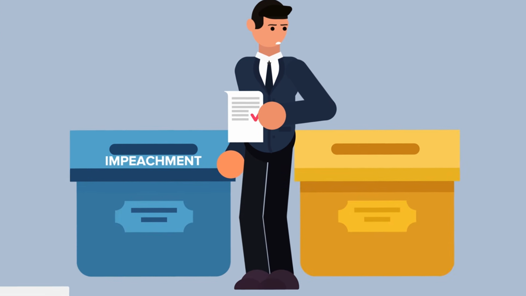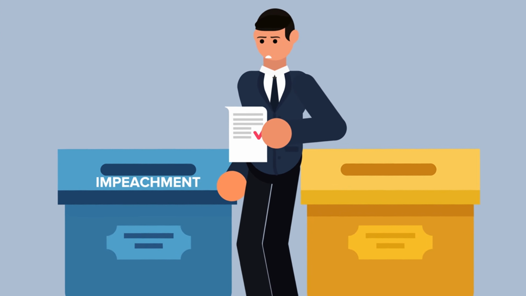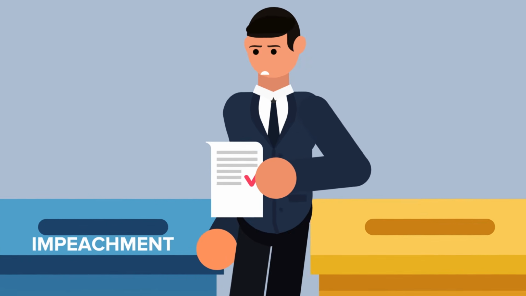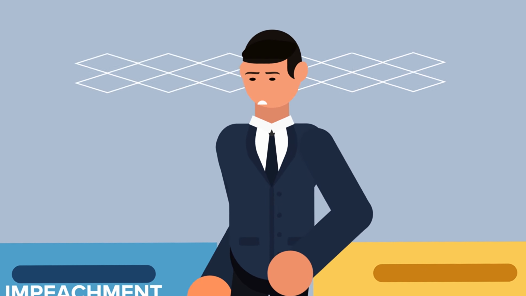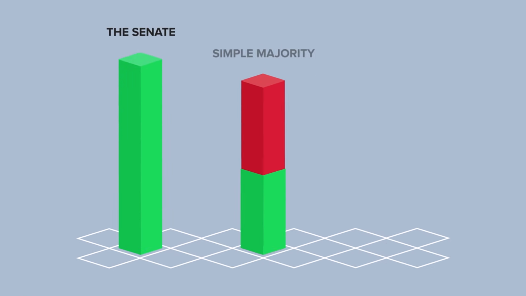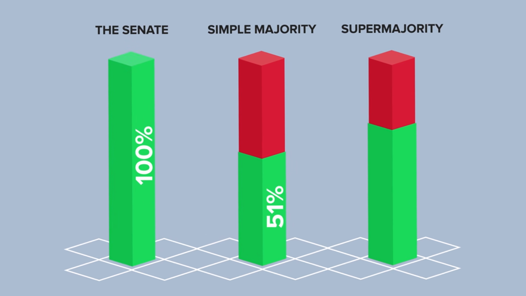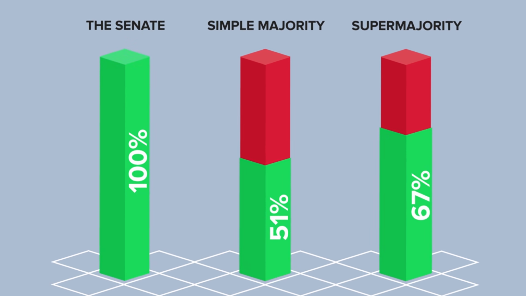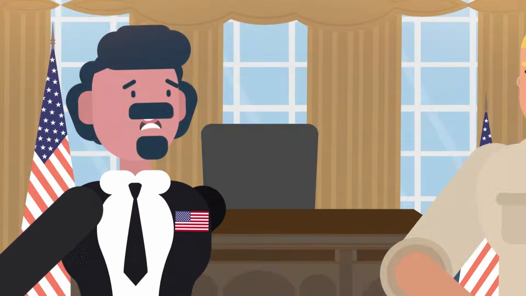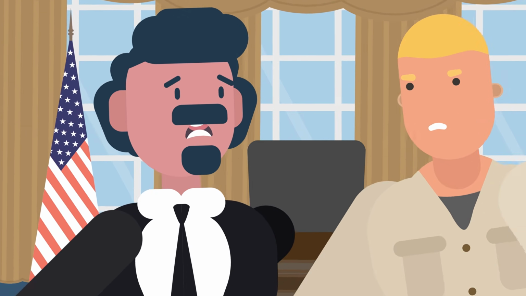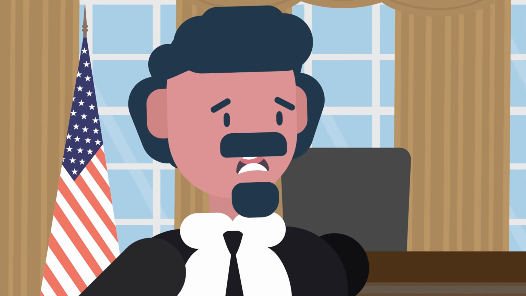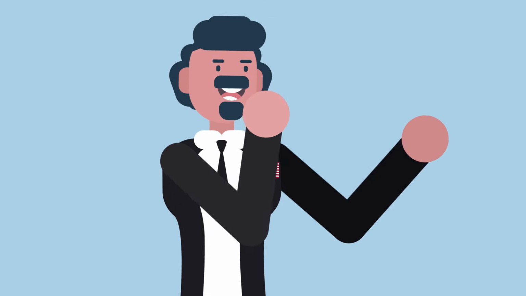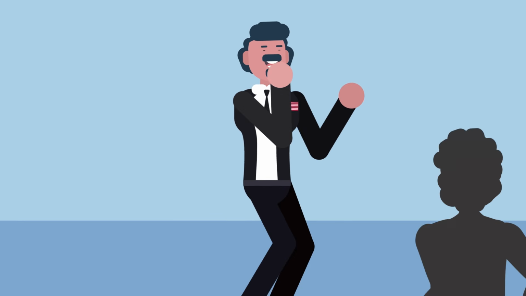A supermajority, or at least 2/3 of the Senate, must vote in favor of any article of impeachment for the president to be convicted. The Senate consists of 100 members, so a simple majority is 51 votes, while a 2/3 supermajority vote is 67 votes. If the president is found guilty of any article, they're removed from office and the vice president is sworn in. No U.S. president has ever been removed from office via impeachment.